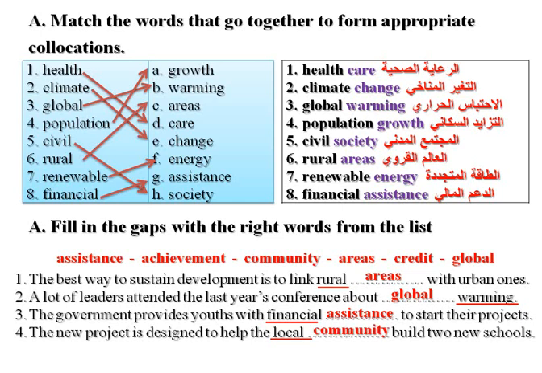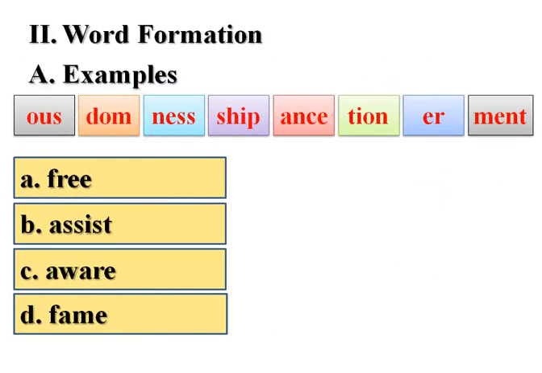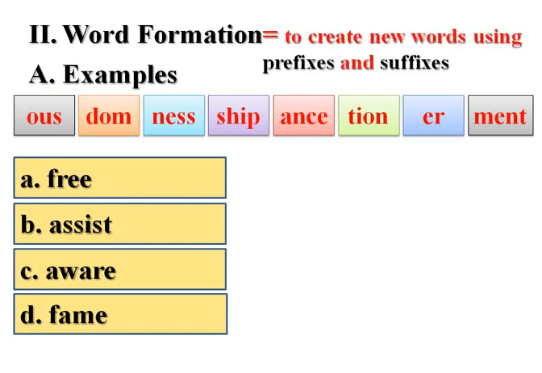Okay, now let's move to the second part, which is word formation. So word formation means how can we form new words. So it means to create new words using prefixes and suffixes. We say that prefixes are words or a group of letters we put before words to create new word. And we say that the prefixes change the meaning, while suffixes are a group of letters we put at the end of the word to create a new word. So suffixes change the part of speech.